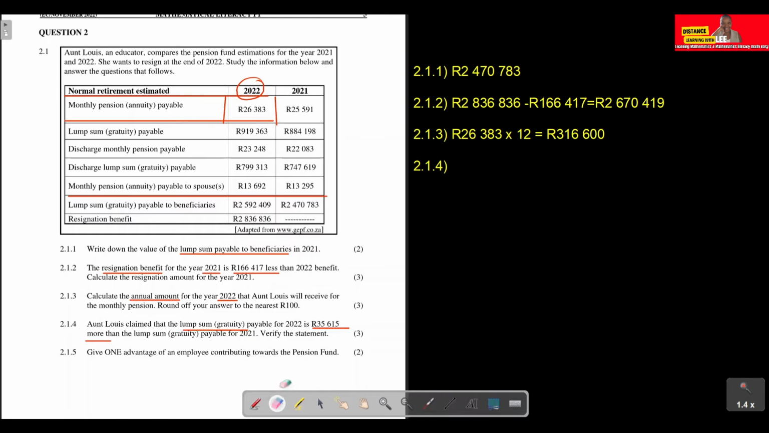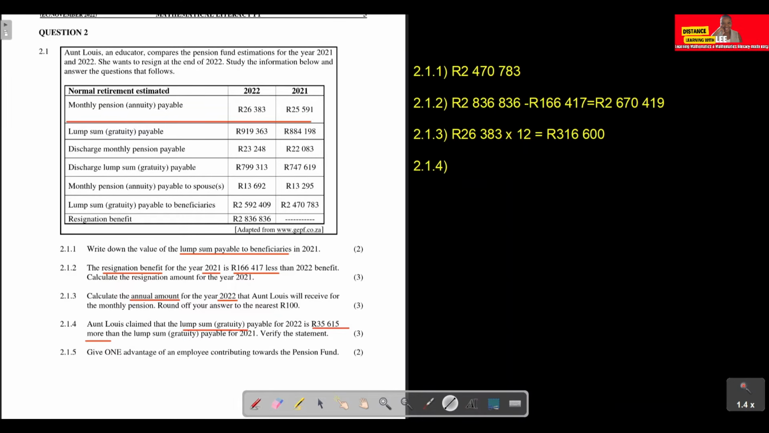So what we do in this case, like I mentioned, we have to direct our focus, right? So how will we direct our focus? What is this question asking us? We want to look for the row that talks about the lump sum gratuity payable. Okay, so we're going to see lump sum gratuity payable. It doesn't say to beneficiaries, so we're not going to be focusing on that one, but we're going to be focusing on the lump sum gratuity that is just payable.